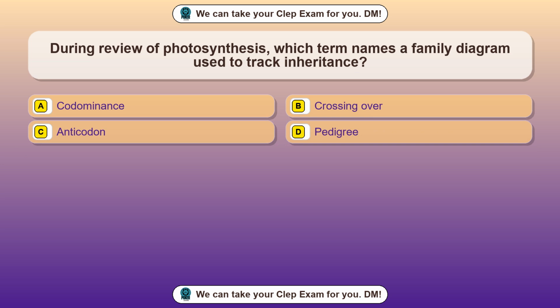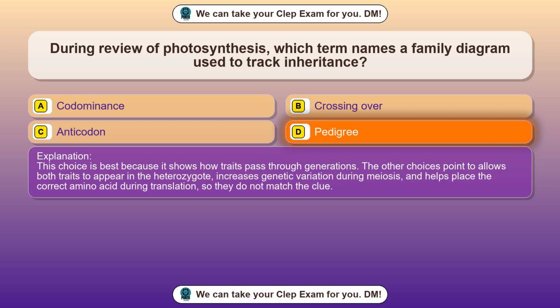Question 95. During review of photosynthesis, which term names a family diagram used to track inheritance? Option A, codominance. Option B, crossing over. Option C, anticodon. Option D, pedigree. The correct answer is option D, pedigree.